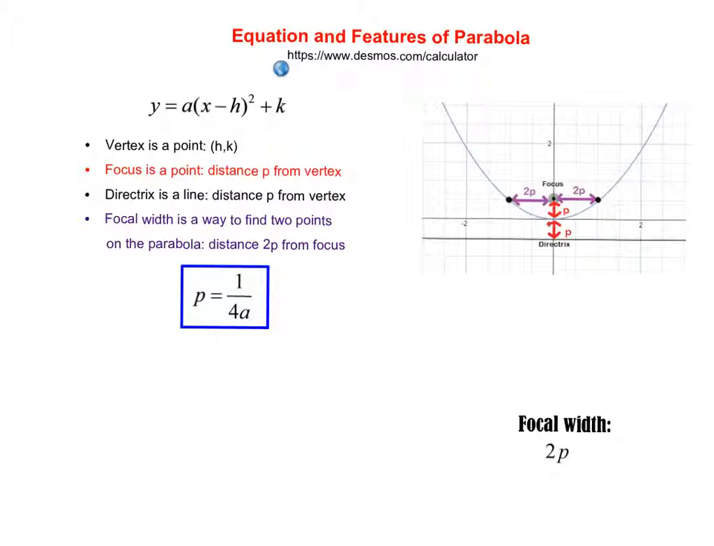Okay, so here's what you'll want to know. Looking at the equation, let's just look at the y equals equation. Let's look at one that faces up. I talked about that distance 2p and p. You can see it back on there.